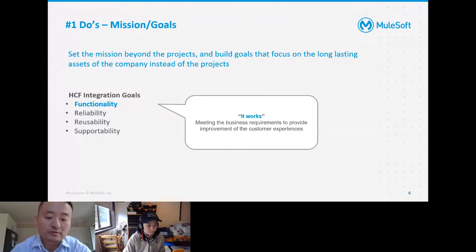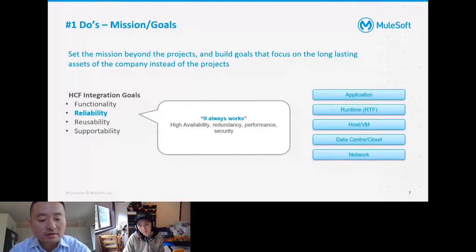The next 3 goals are often underrated and sometimes can be missing during the project lifecycle. However, in our opinion, they're most important for a quality integration implementation. When it works, we want to make sure it always works.